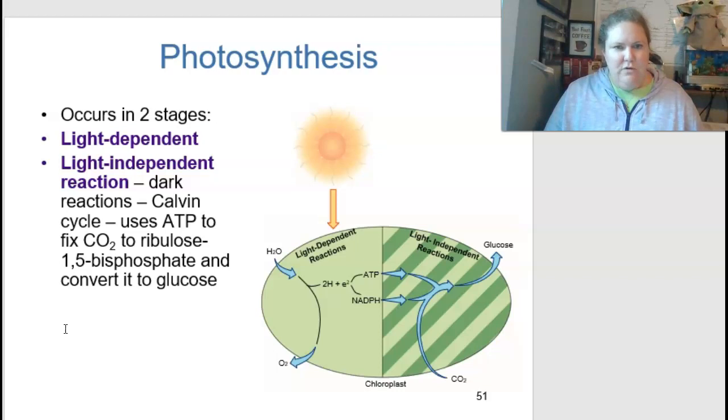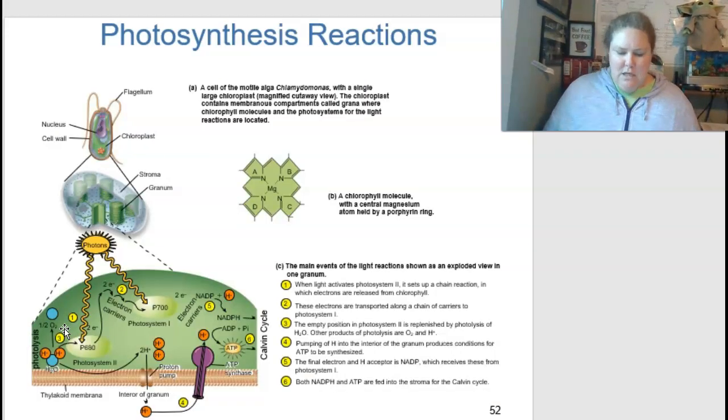Photosynthesis occurs in 2 stages: light dependent and light independent. The light independent reactions are the dark reactions, and this is called the Calvin cycle. It uses ATP to fix carbon dioxide to ribulose 1,5-bisphosphate and convert it into glucose. We exhale carbon dioxide, and this is how it gets back into the oxygen cycle, as it is photosynthesized.